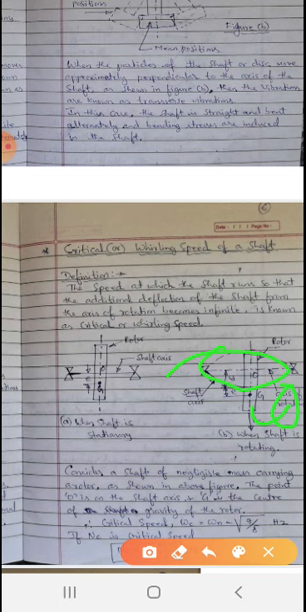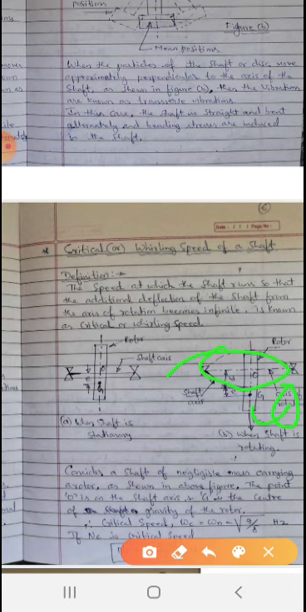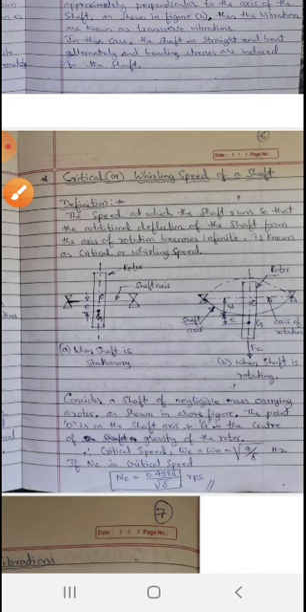The speed at which the additional deflection of the shaft from the axis of rotation becomes infinite is called the whirling speed of a shaft. Let us consider a shaft of negligible mass carrying a rotor as shown in this figure. The point O is on the shaft axis, and G is the center of gravity of the rotor.